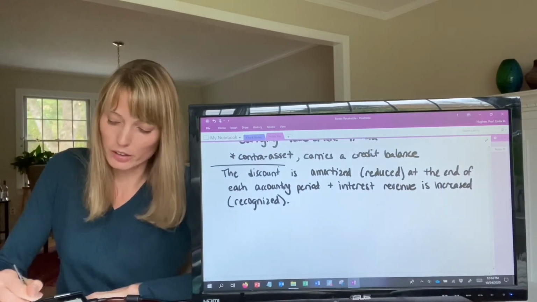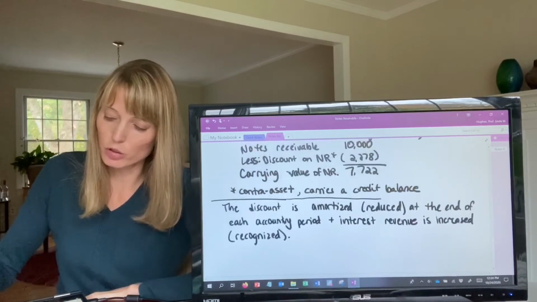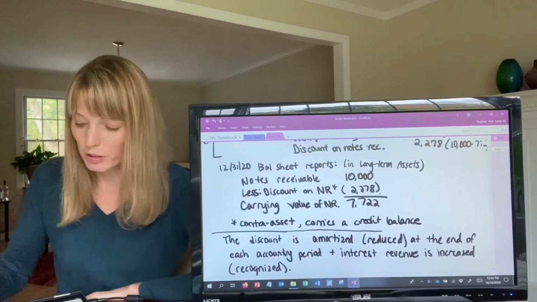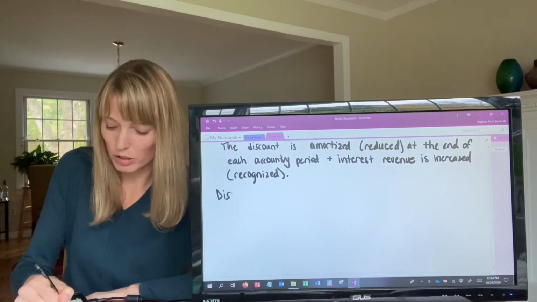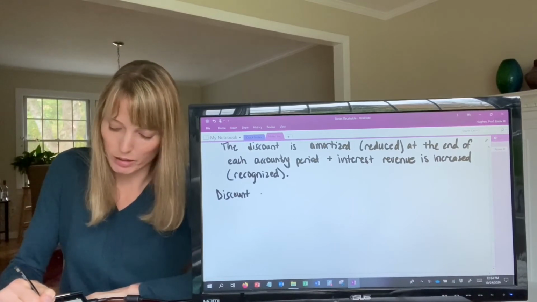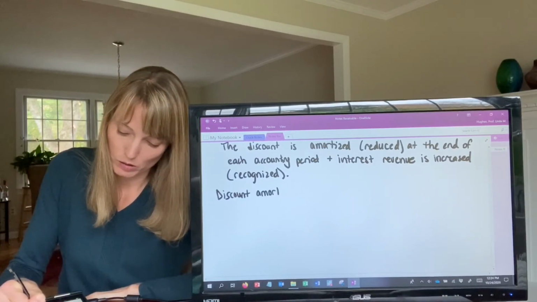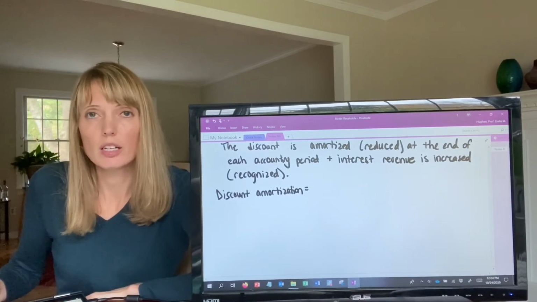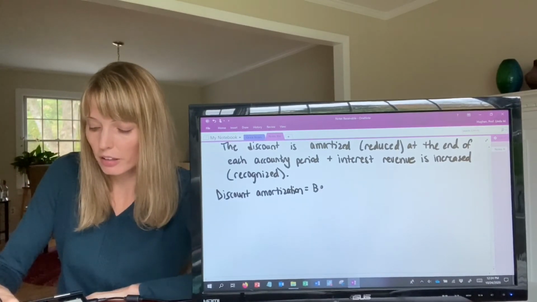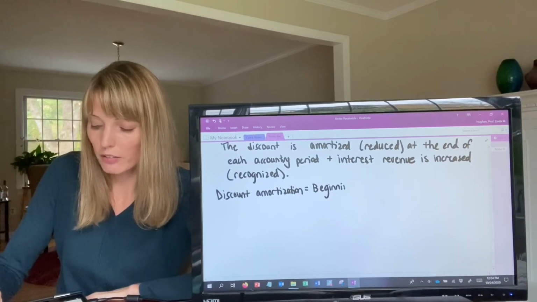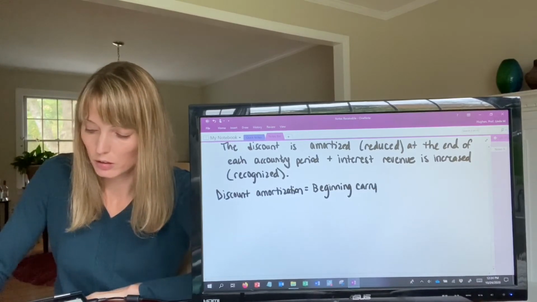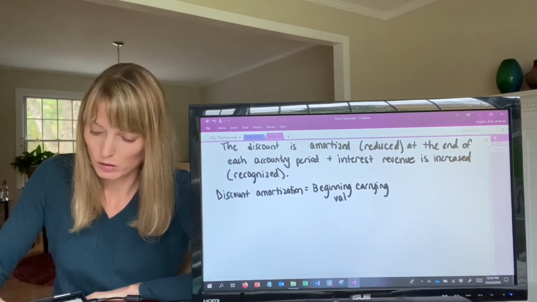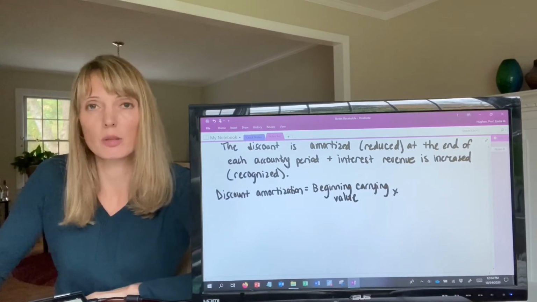How do we calculate the amount? I said that it's not equal to 2278 divided by 3. We don't typically use the straight line method. The discount amortization uses the effective interest rate method. Discount amortization is equal to the beginning carrying value, so the carrying value of that note receivable at the start of the accounting period, times the implicit interest rate.